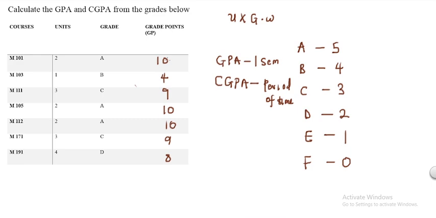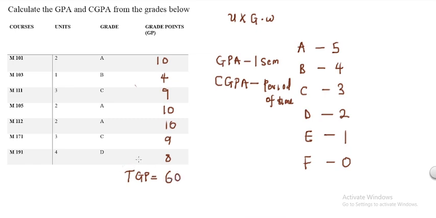Now that we've gotten the grade points for all our courses, the next step is to get the total grade points for the semester you're dealing with. The total grade point is equal to, we add up all the grade points in this semester. So that will be 10 plus 4 plus 9 plus 10 plus 10 plus 9 plus 8. If you do that on your calculator, you get 60.